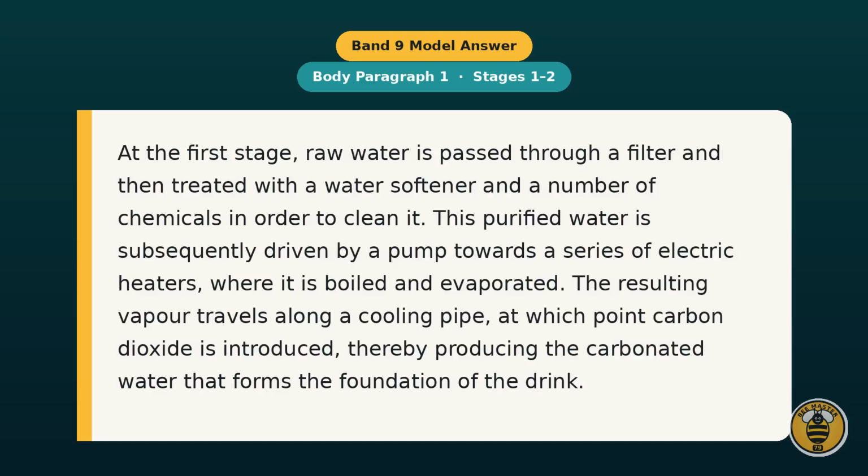The first body paragraph. At the first stage, raw water is passed through a filter and then treated with a water softener and a number of chemicals in order to clean it. This purified water is subsequently driven by a pump towards a series of electric heaters where it is boiled and evaporated. The resulting vapor travels along a cooling pipe, at which point carbon dioxide is introduced, thereby producing the carbonated water that forms the foundation of the drink.